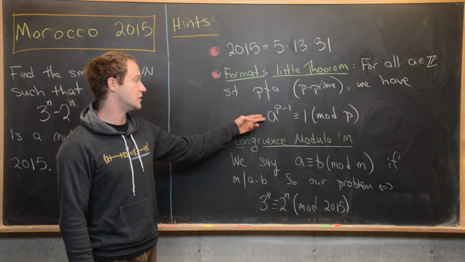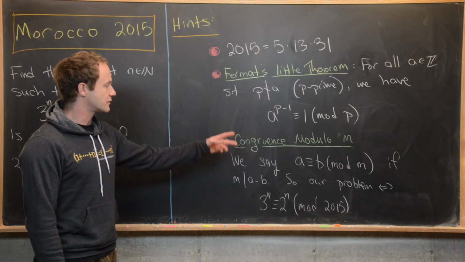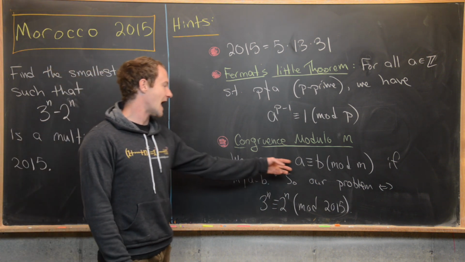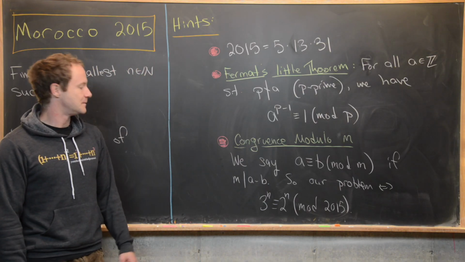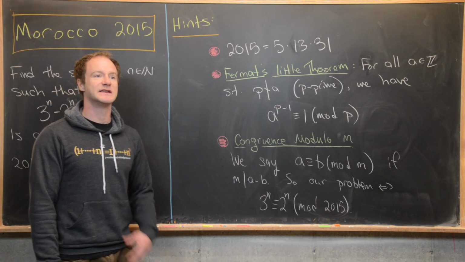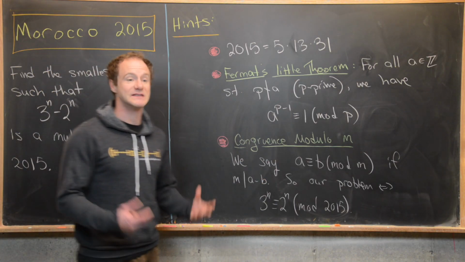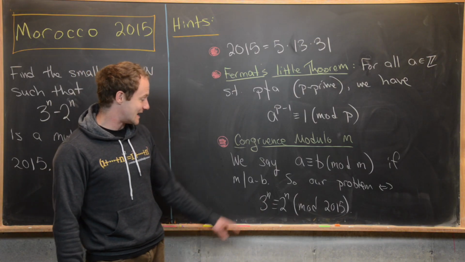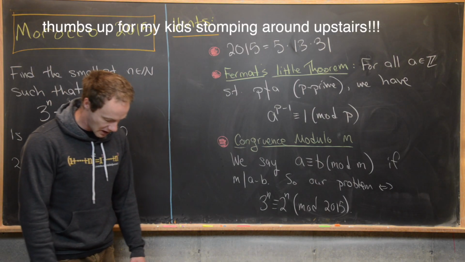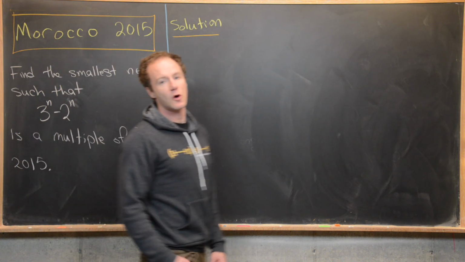And the fact that I've used the notion of congruence mod p means that maybe we should recall what that means. So congruence modulo m, where m is any natural number, is defined as follows. We say a is congruent to b mod m if m divides a minus b. In other words, a minus b is a multiple of m, or a minus b is divisible by m. So our problem is equivalent to finding an n such that 3 to the n is congruent to 2 to the n mod 2015. Okay, so maybe give this problem a go with these hints and we'll come back with a solution. Okay, so hopefully those hints were helpful.